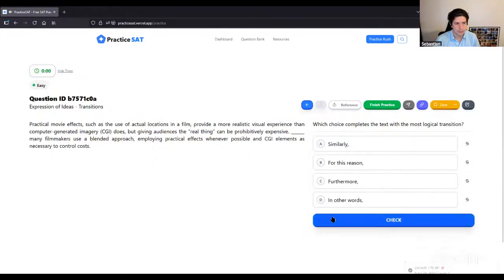Practical movie effects such as the use of actual locations in film provide a more realistic visual experience than computer-generated imagery does. But giving audiences the real thing can be prohibitively expensive. Blank. Many filmmakers use a blended approach, employing practical effects whenever possible and CGI elements as necessary to control costs.